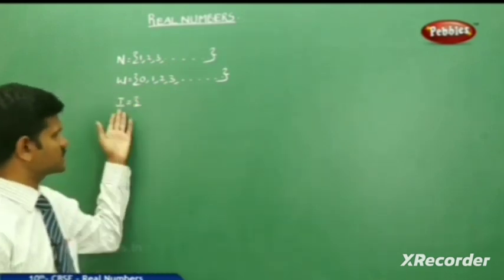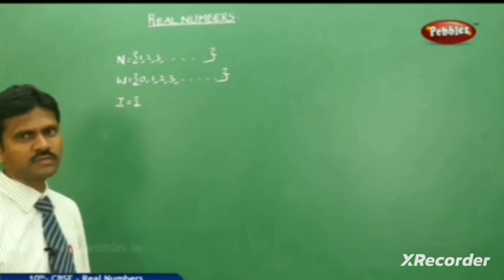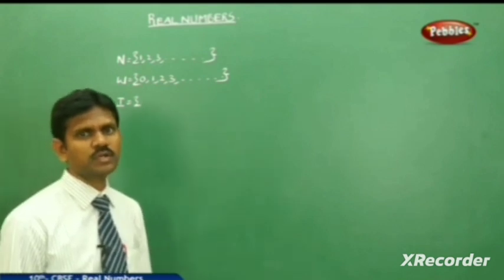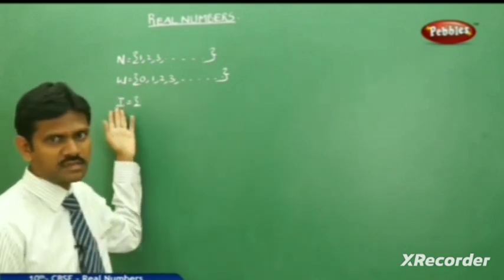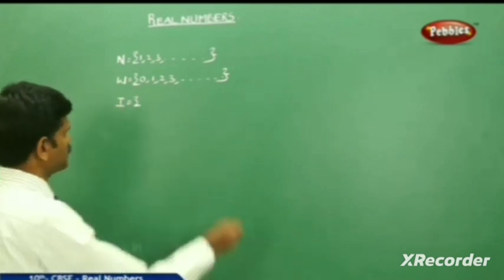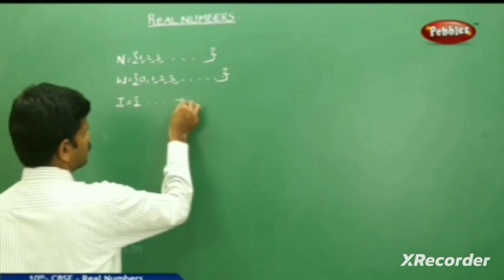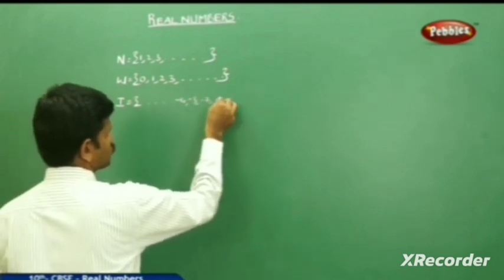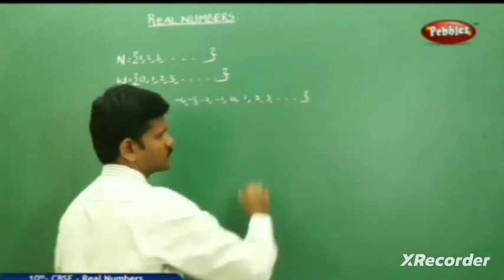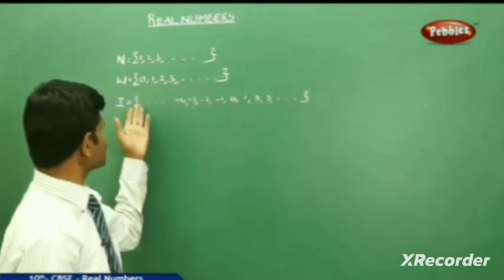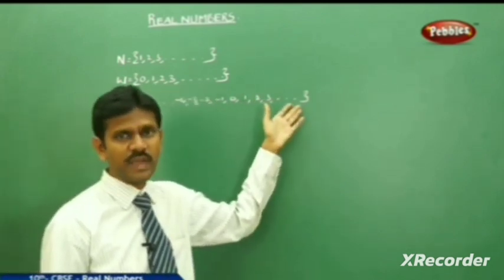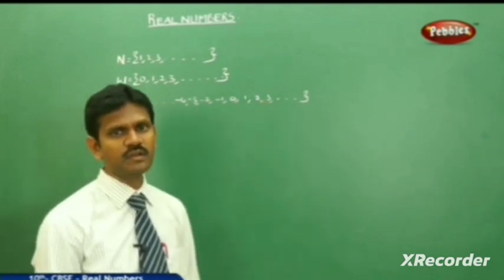Next, the set of integers. How will the set of integers form? The group of negative numbers and positive numbers together with 0 forms the set of integers. Integers are denoted by the letter I or Z. That is, -4, -3, -2, -1, 0, 1, 2, 3 and so on. That means the least number of the integers cannot be defined, and at the same time the maximum number of the integers also cannot be defined.